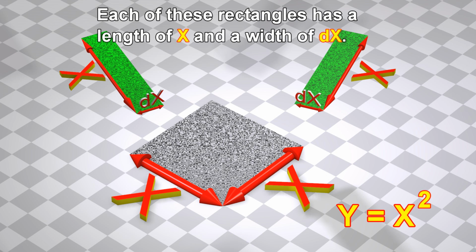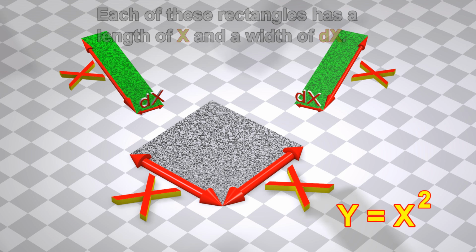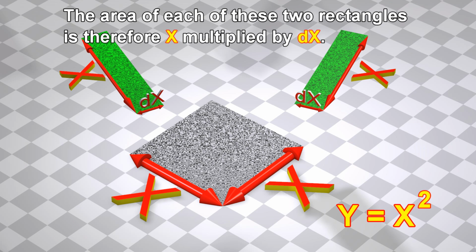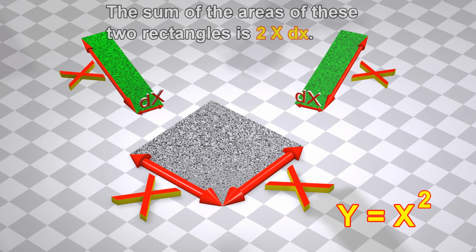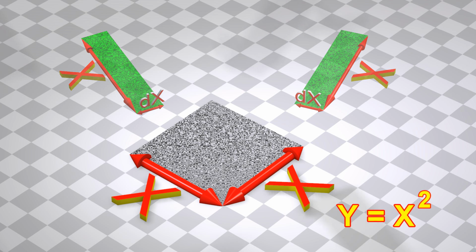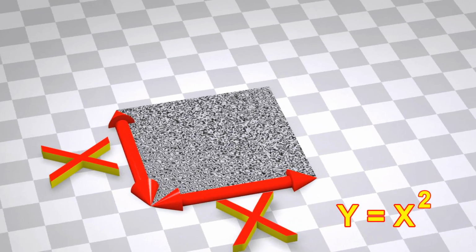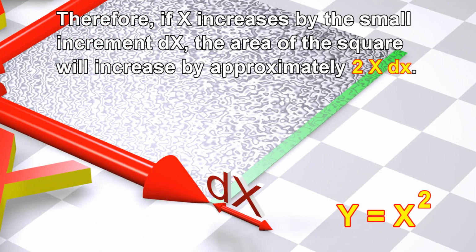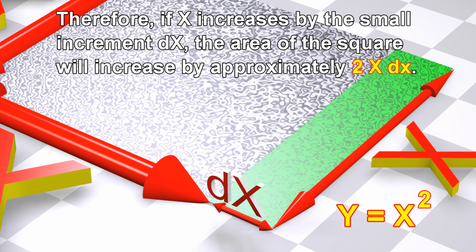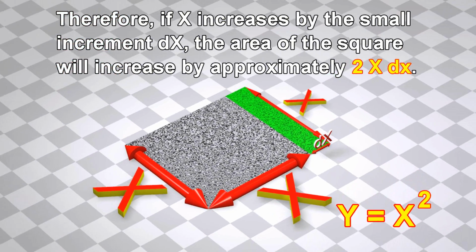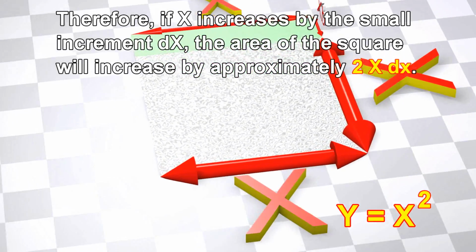Each of these rectangles has a length of x and a width of dx. The area of each of these 2 rectangles is therefore x multiplied by dx. The sum of the areas of these 2 rectangles is 2x dx. Therefore, if x increases by the small increment dx, the area of the square will increase by approximately 2x dx.